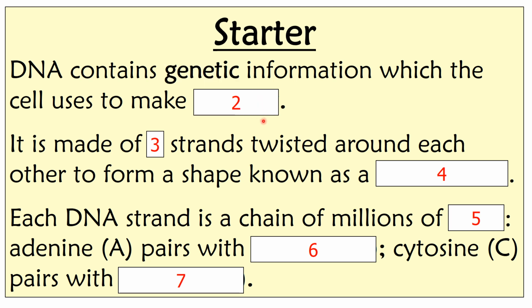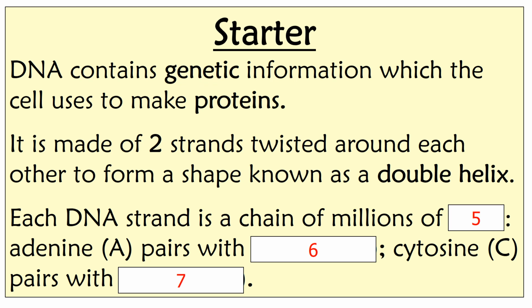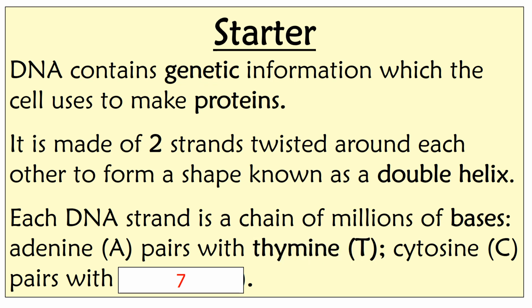So first one, DNA contains, number 1, genetic information which the cell uses to make, number 2, proteins. DNA is made of, number 3, 2 strands twisted around each other to form a shape known as, number 4, a double helix. Each DNA strand is a chain of millions of, number 5, bases, and one of them is adenine, which is A, and it pairs with, number 6, thymine, which is the T. Cytosine pairs with guanine, which is G.